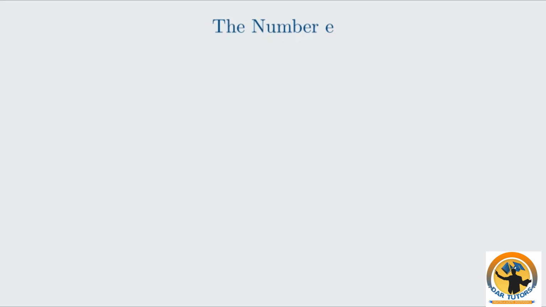So where does this number come from? It arises from a limit that describes continuous growth. Consider the expression (1 + 1/n)^n. As we take larger and larger values of n, this expression approaches a specific value. Let's see this with a table.